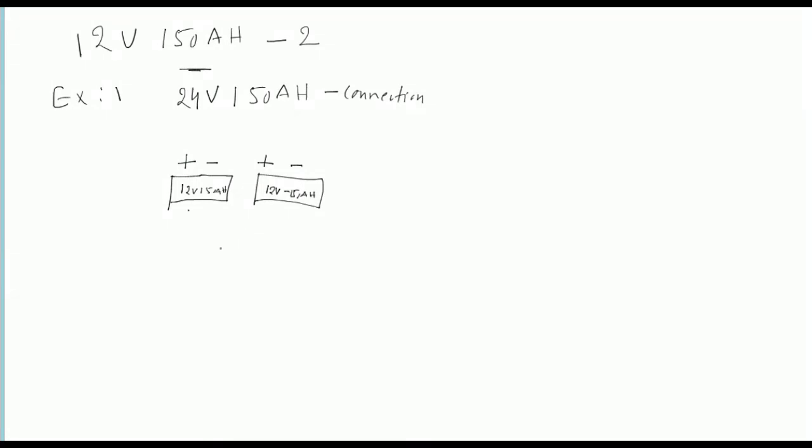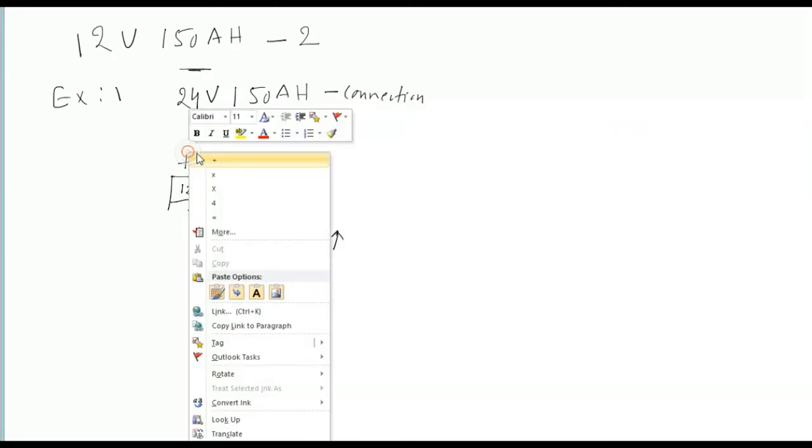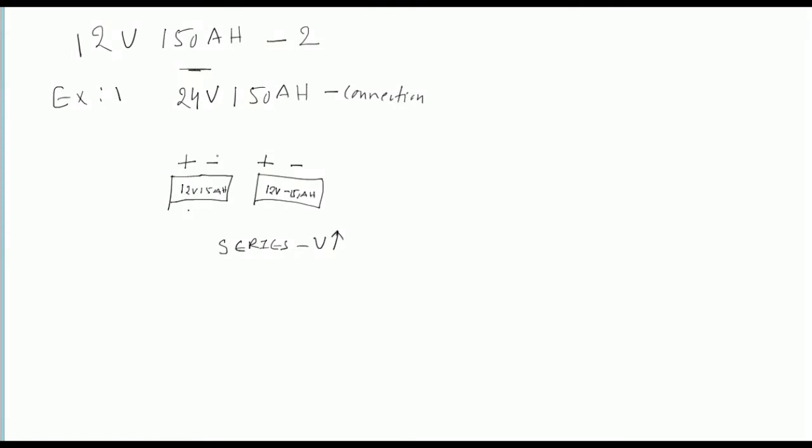You know that only in a series connection the voltage will get added. So in series, we connect the positive terminal here to this negative terminal, which gives 24 volts and still remains 150 Ah. The free ends can go to the main circuit.